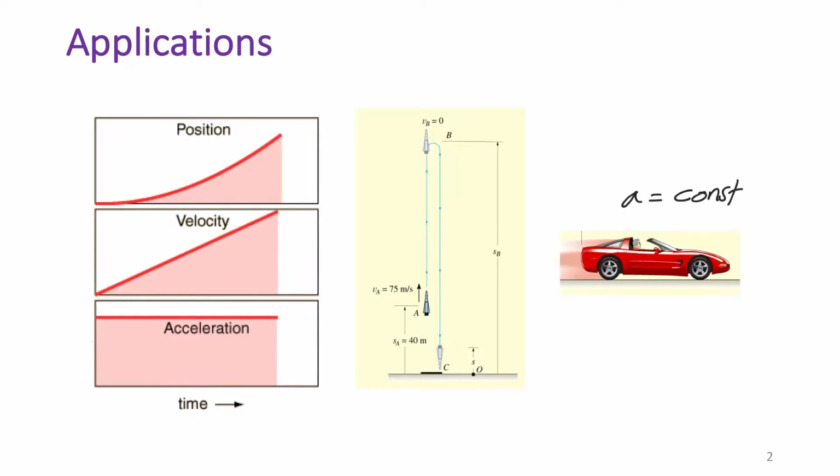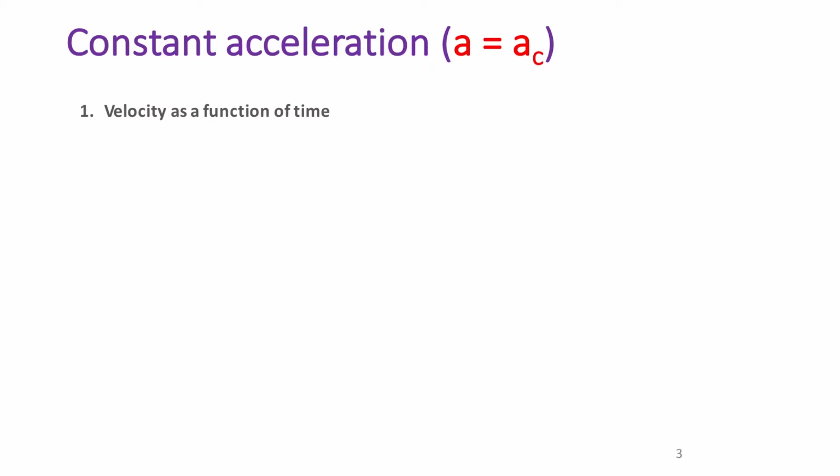Now, let's try to derive the first constant acceleration relation, which is velocity as a function of time. But before I start, let me point to something important over here, which is that we are going to call a as a sub c, which is a constant. So, to start with, we will start by expressing the acceleration a_c, which is equal to dv over dt. Now, if we do the cross multiplication, we will get dv equals a_c multiplied by dt.